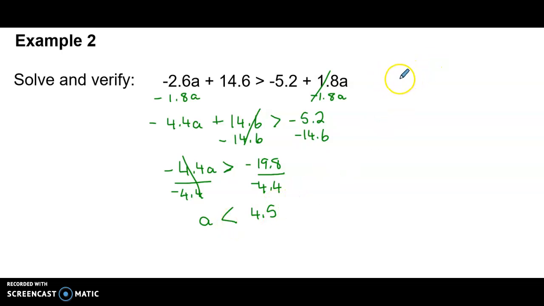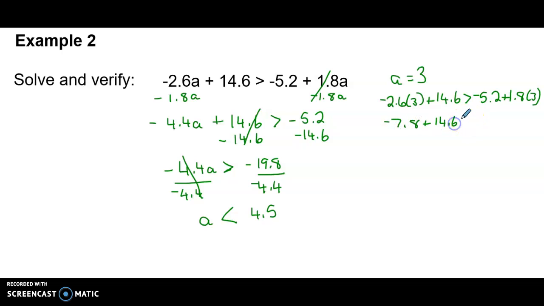So to verify, I'm going to try a is equal to 3. Let me put that into my equation. Negative 2.6 times 3 plus 14.6 is greater than negative 5.2 plus 1.8 times 3, because I want to see if this will work. I get negative 7.8 plus 14.6, negative 5.2 plus 5.4.